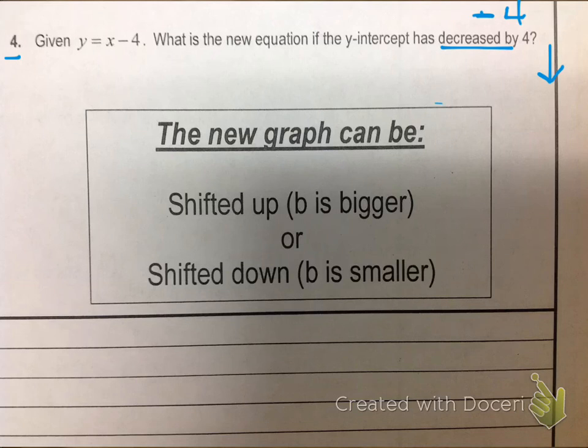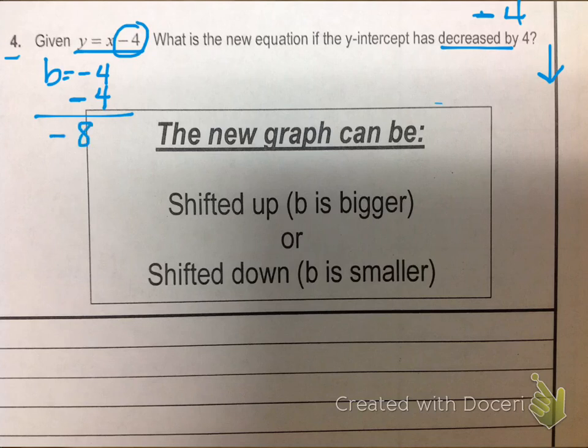So we're going to take the original equation and tell me what the y-intercept is right now. Well, if you look here, it's this right here, negative 4. Don't forget the negative part. So the original y-intercept is negative 4. So you got b equals negative 4, and you're going to shift it down. So we said we're going to subtract 4. Because shifting it down or decreasing it by 4, we're going to subtract 4. So then you end up with negative 4 minus 4 equals negative 8.